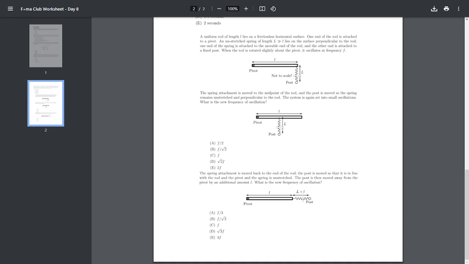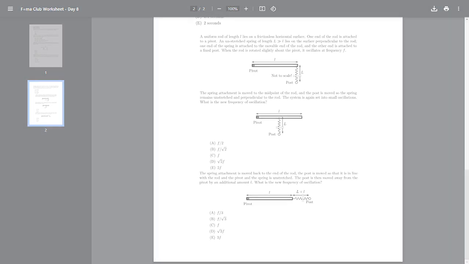So, the spring attachment is now moved back to the end of the rod. The post is moved so that it is in line with the rod and the pivot, and the spring is unstretched. The post is then moved away from the pivot by an additional amount, L. What is the new frequency of the oscillation? So this is going to use that same equation, right? Where we have T is equal to 2 pi times the square root of x over a.